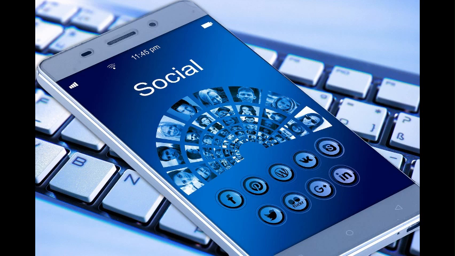1. Overview of major social media platforms. Social media platforms can be broadly categorized based on their primary functions and user interactions. Here's a look at some of the major platforms and what they offer.